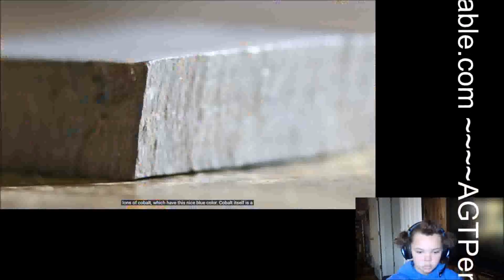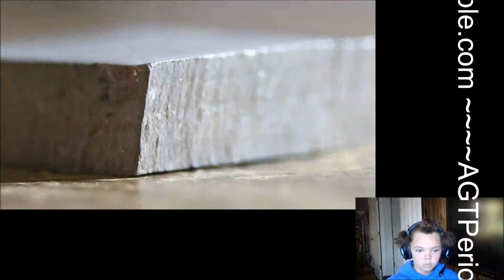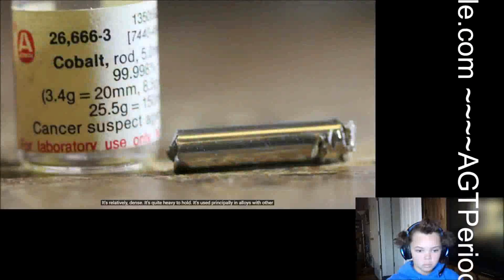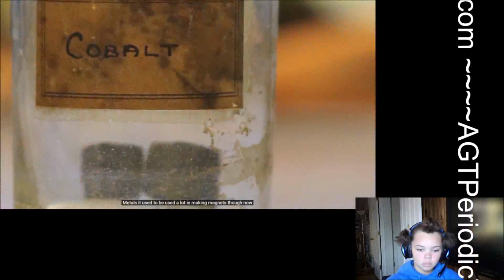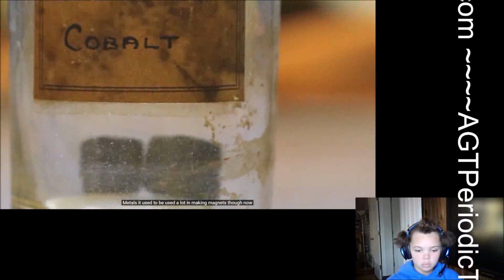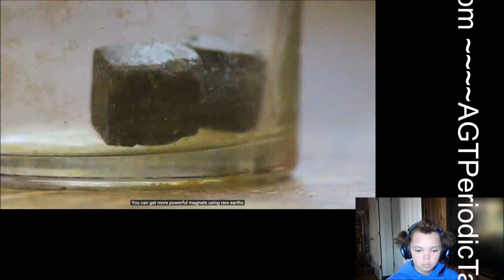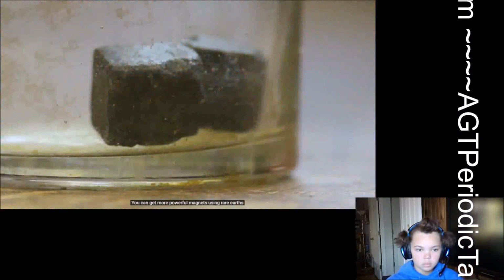They add a small amount of cobalt into the melt when they're making the glass, and so you get isolated ions of cobalt which have this nice blue colour. Cobalt itself is a shiny metal if it's polished, and it's relatively dense, it's quite heavy to hold. It's used principally in alloys with other metals. It used to be used a lot in making magnets, though now you can get more powerful magnets using rare earths.